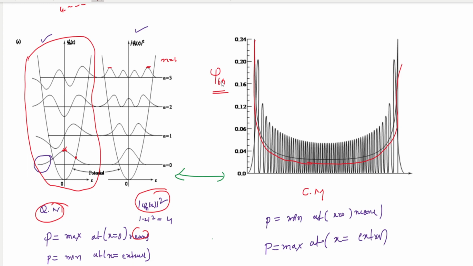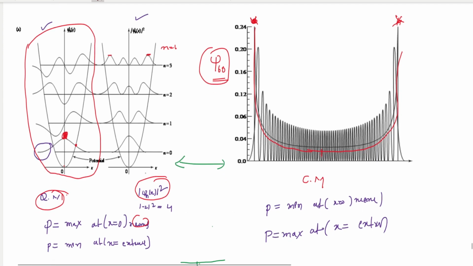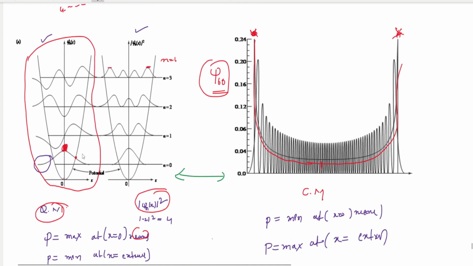This is the wave function for n equal to 60. If you observe clearly, the probability is quite opposite compared to the quantum mechanical case. Here the probability is maximum at the extreme position. See here, this is the maximum, this portion is maximum. The minimum probability I can get at the mean position, which is quite opposite.